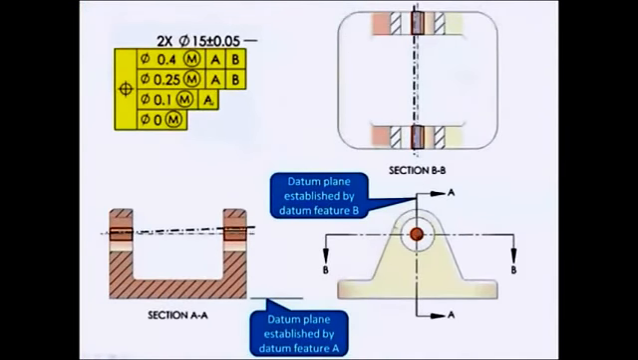remain parallel to the plane established by datum feature A within 0.1, and parallel to the plane established by datum features A and B within 0.25. Like it or not, this is how to control location and orientation of patterns of features. The more you use composite tolerancing, the easier it will be.